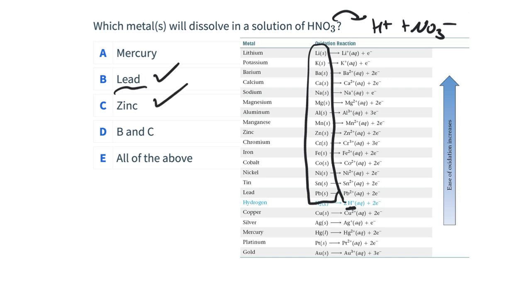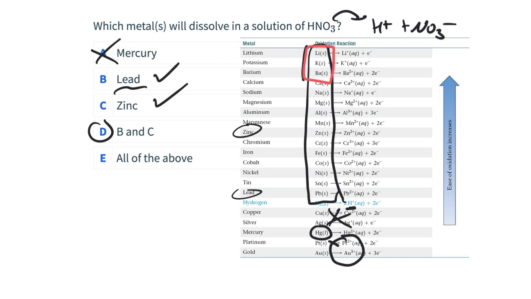Zinc can do this too, because zinc is above hydrogen on the chart. So B and C can do this, but not mercury, because mercury is below H+ on the chart. Mercury could dissolve into a solution of these 2 ions, but not the ions above it. Metals will react with the cation below them. You could take lithium, potassium, barium, and let me draw the red box. Let's consider these 3. They will dissolve into the cation solutions below them, such as calcium ion or sodium ion.